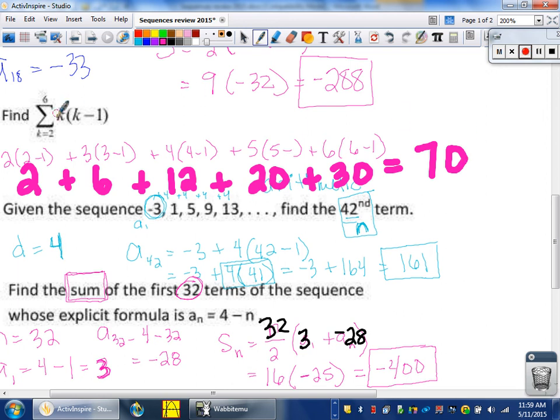This means add up all the terms. Find the sum. This is the summation, the Greek letter sigma. So it means add up all the terms. Replace k with this, stop when you replace k with that, and then add them all up. No skipping number 6. All right, what else we got?